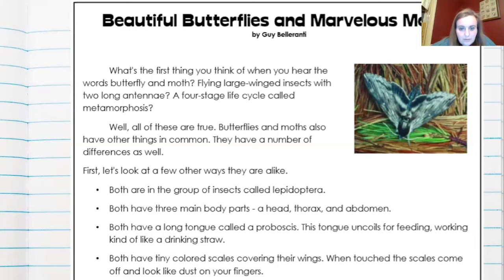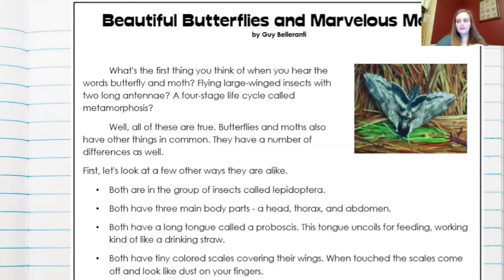Both are in the group of insects called Lepidoptera. Both have 3 main body parts: a head, thorax, and abdomen. Both have a long tongue called a proboscis. The tongue uncoils for feeding, working kind of like a drinking straw. Both have tiny colored scales covering their wings. When touched, the scales come off and look like dust on your fingers.